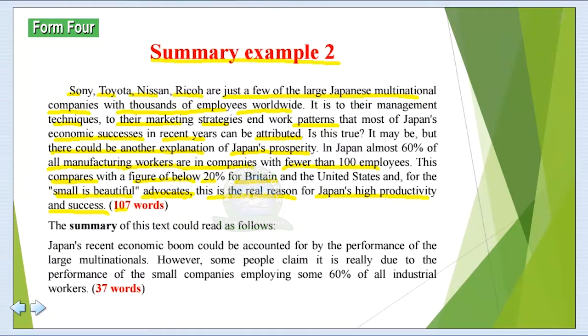The summary of this could read as follows. Japan's recent economic boom could be accounted for by the performance of large multinationals. However, some people claim it's really due to the performance of the small companies employing some 60% of all industrial workers. So this is the summary of your long text. So you have this one, 107 words, and this you have 37 words. So you're going to summarize like this one.